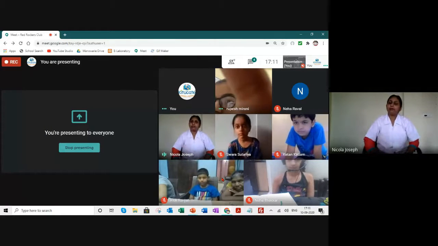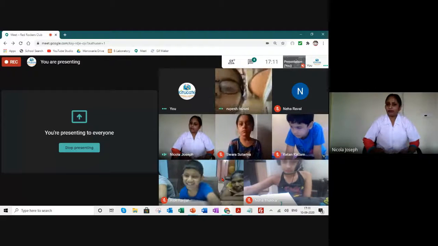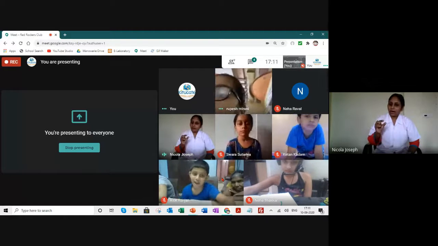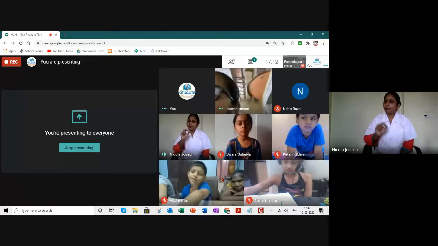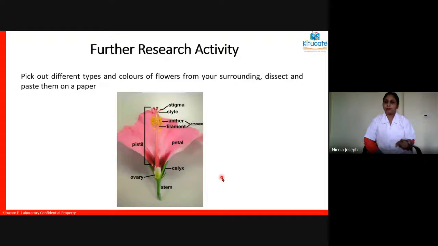You all can pick any flower, take out the different parts, stick them on a paper and label the parts. Write which is the sepal, which is a petal, which is the stamen, and which is the pistil. These 4 things you all have to write.